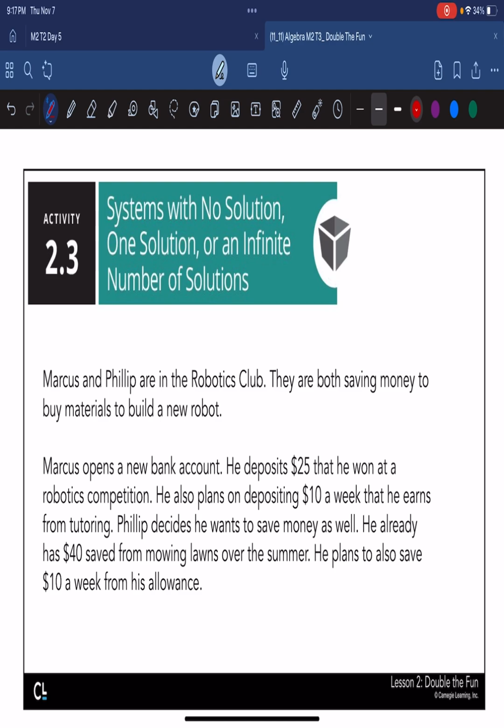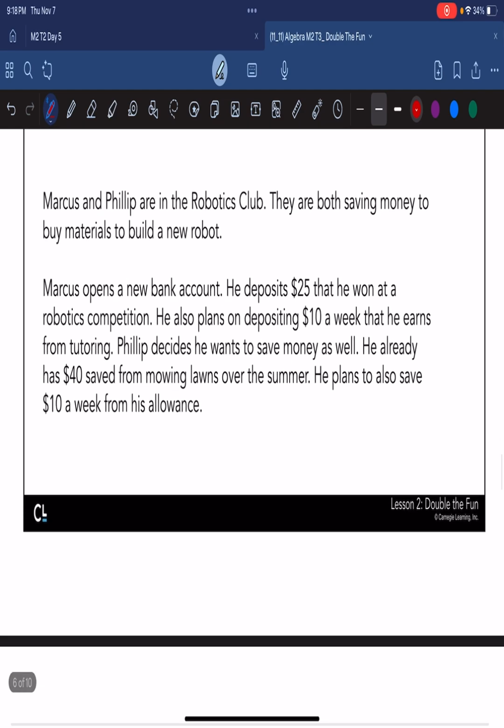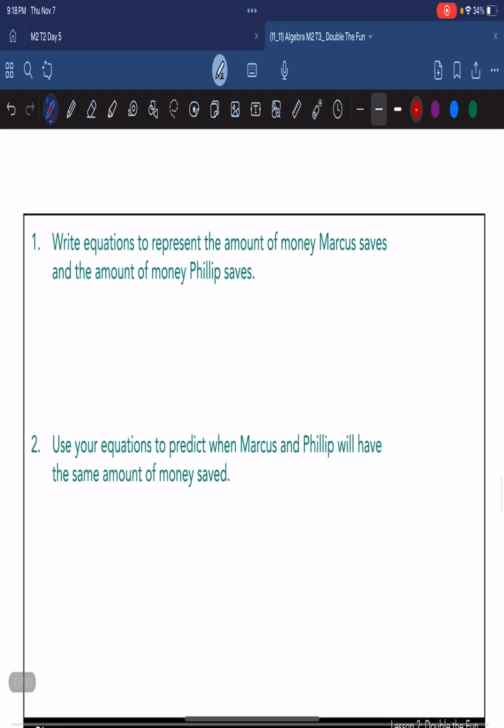Philip decides he wants to save money as well. He already has $40 saved from mowing lawns over the summer. He plans to also save $10 a week from his allowance. Write equations to represent the amount of money Marcus saves and the amount of money Philip saves.